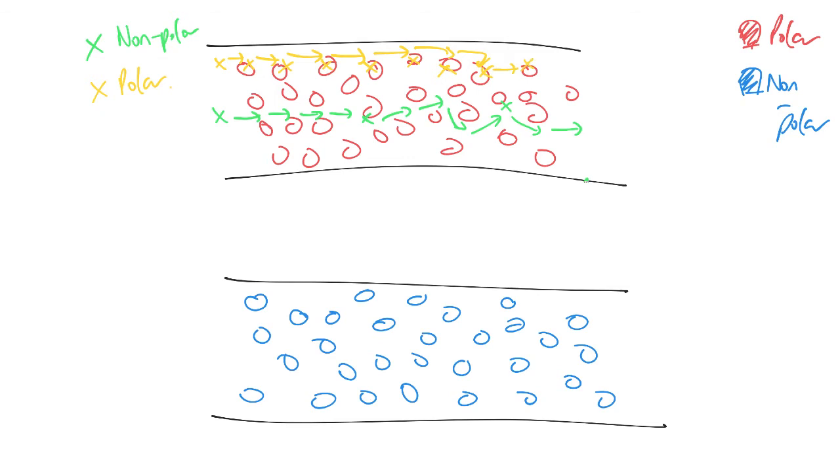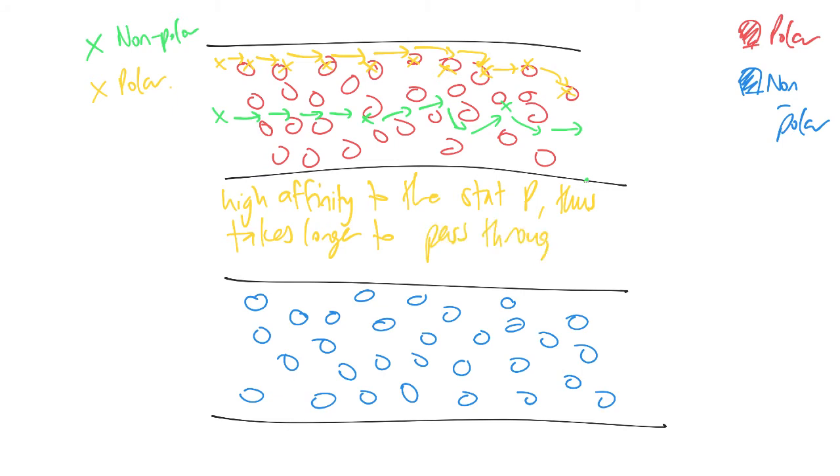And since it sticks onto it so often, it means that it has a high affinity to the stationary phase, thus takes longer to pass through, which means that it's going to have a low RF or a high RT. Okay, so whether it matches or not.